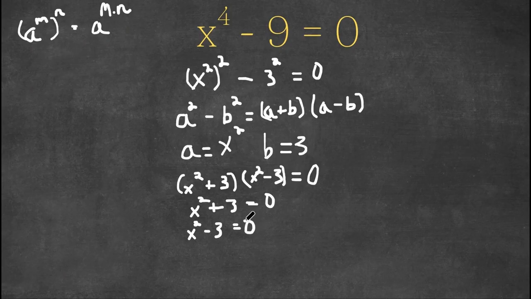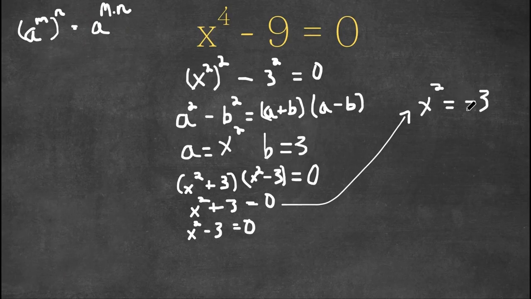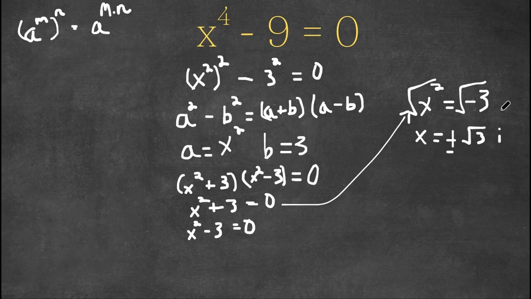So for x squared plus 3 equals 0, we're going to subtract 3 on both sides. If we subtract 3 on both sides, we get x squared is equal to negative 3. Now, if we take the square root on both sides, we get x equals positive or negative square root of 3i. So this is actually two solutions because we have positive and negative.